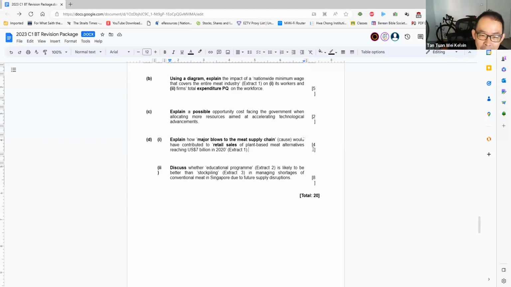But for D part 2, this is the higher order skill question. As a reminder, they won't prompt you whether you need to draw a graph or not. It's understood again. If a graph helps, just draw. Discuss whether educational program is likely to be better than stockpiling. This tells you that you need a TAS approach. So your R1 is obviously this.